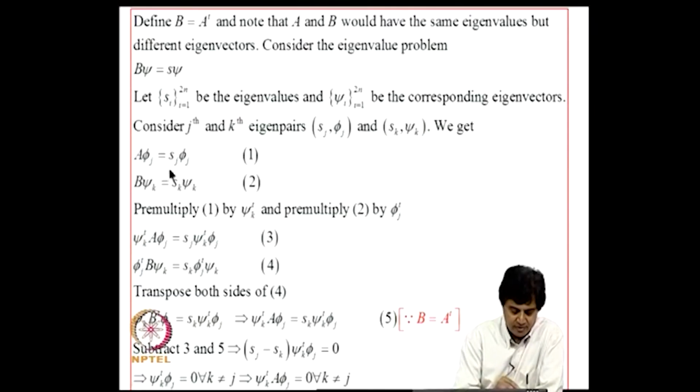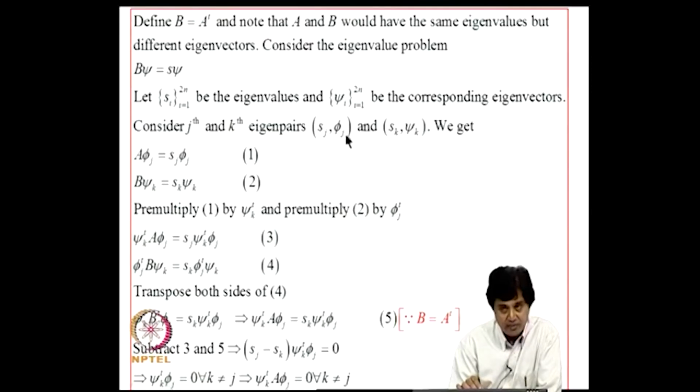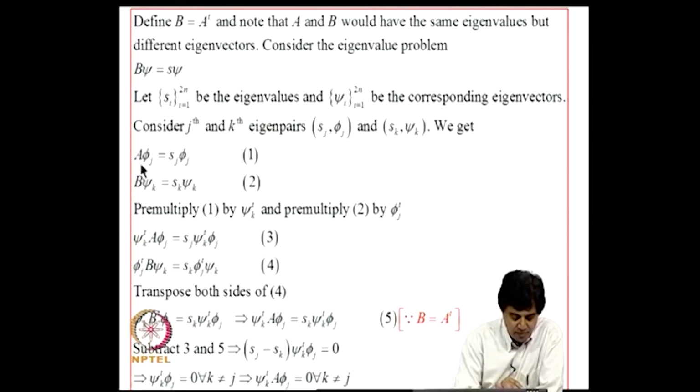I get these two equations. The jth eigenpair is Sj, phi j, that is the eigenpair for the first system of equations, A phi is S phi. Sk, psi k is the eigenpair corresponding to the B matrix, B psi is equal to S psi. So, the eigenvalue problems are A phi j is Sj phi j, and B psi k is Sk psi k. So, name these as 1 and 2.